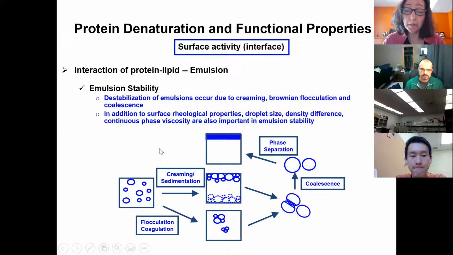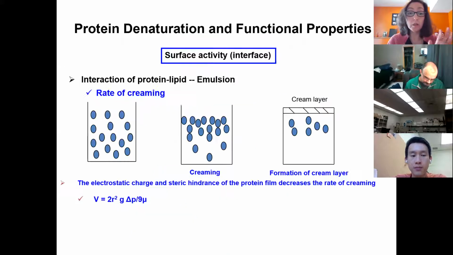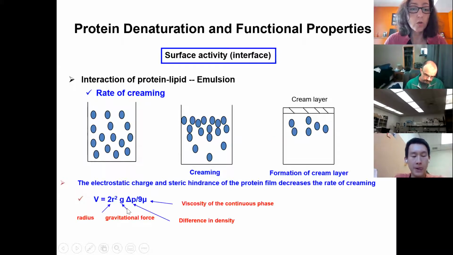So droplet size is important. The density difference between the two phases is important. And the viscosity of the continuous phase is important. So we'll look at this equation here. The V stands for rate of creaming. And then you have the R for the radius of the droplet. And G is for gravitational force.